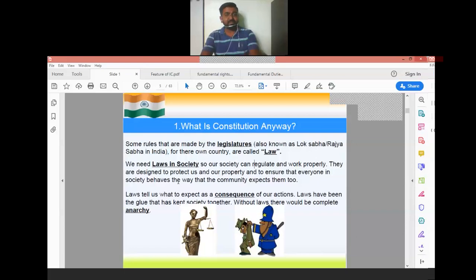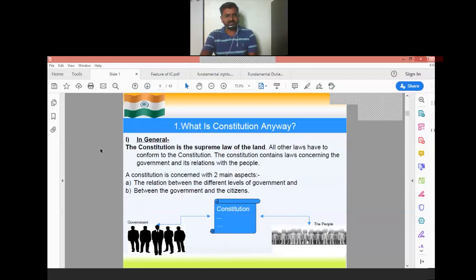So here it is about the law which is applicable for society, and this society will be regulated properly. Okay, so law works like a glue. It means it sticks the society together, and without law we cannot be complete. So we need a proper law. Next, in general terms, constitution is the supreme law of the land. It means the superior one.